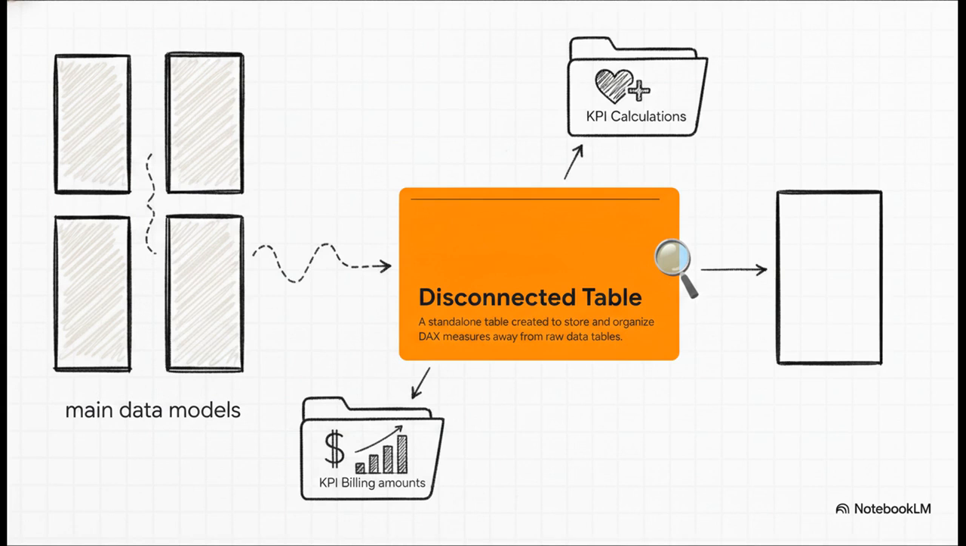The solution? A disconnected table. You literally just enter data to create a completely blank, standalone table that has absolutely zero relationship to your main data models. It exists entirely to house your KPI calculations, like total patients or average billing amounts, in one dedicated, easily navigable folder. It keeps your wiring flawlessly organized.